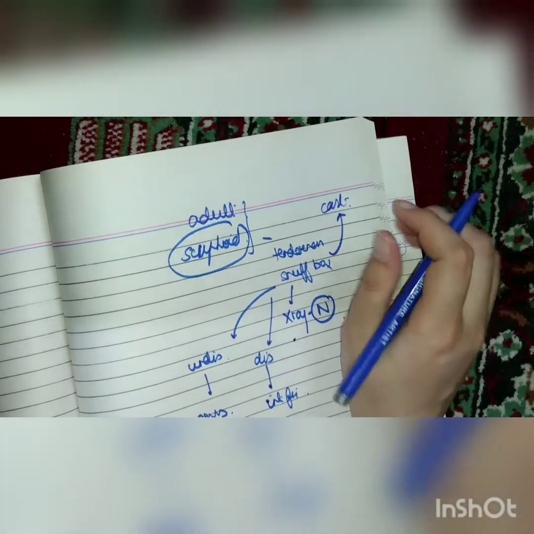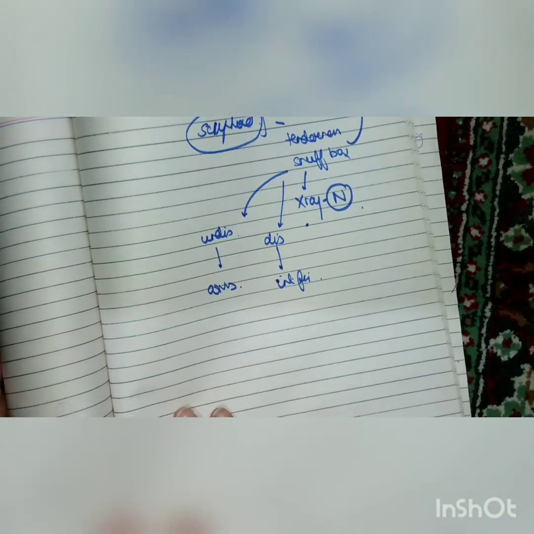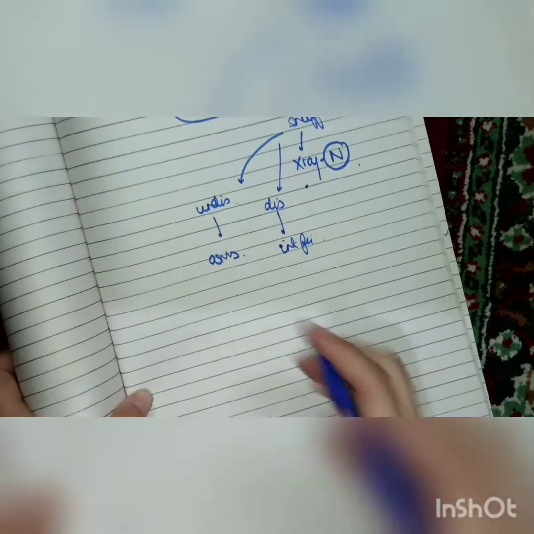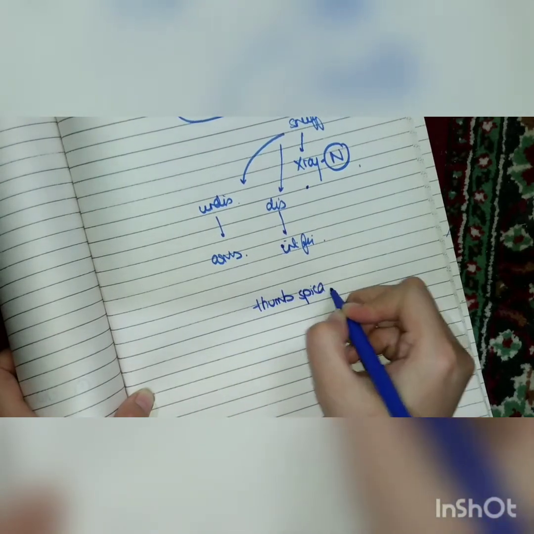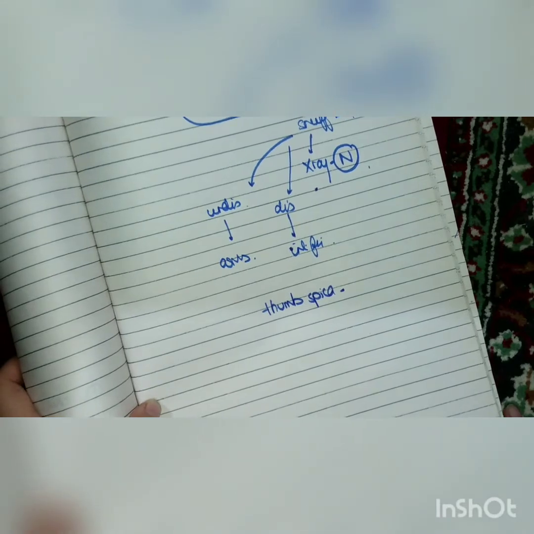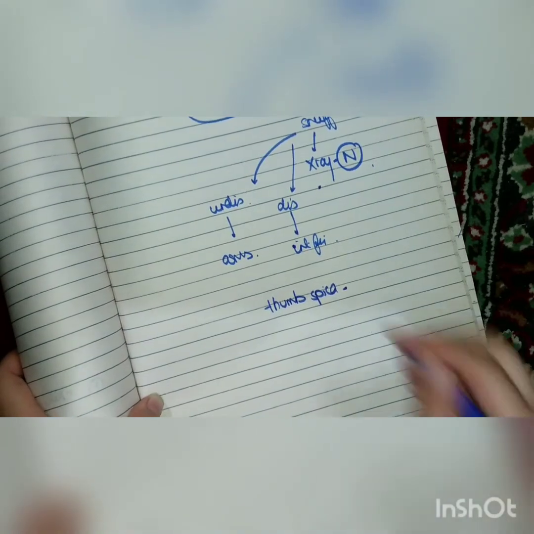And what is that cast called? What is the splint called that you apply to immobilize the thumb? That is known as, it's very important, they ask you this in viva, thumb spica. And for how long does the patient have to wear it? For 6 weeks.